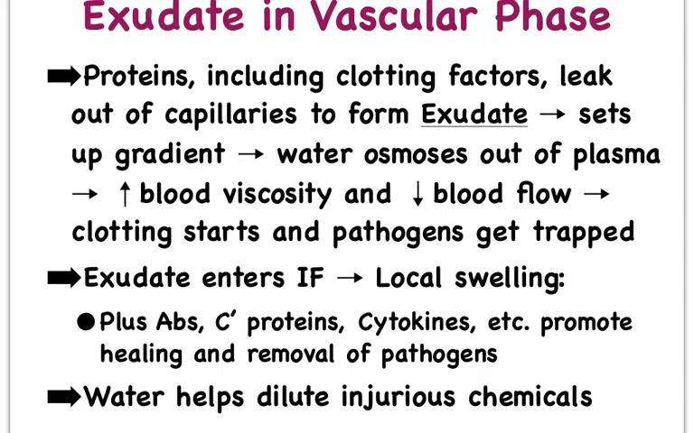So one of the big characteristics of acute inflammation is the formation of an exudate, or exudation. And what exactly is an exudate? Well, when these capillaries get all leaky, then proteins from the blood are literally going to leave the capillaries and end up in the interstitial fluid. Many of these proteins are clotting factors, and when they leak out, they're going to draw water out of the blood with them. That's going to reduce your blood flow and thicken the blood, and that allows for clotting to start, and then pathogens can get trapped.